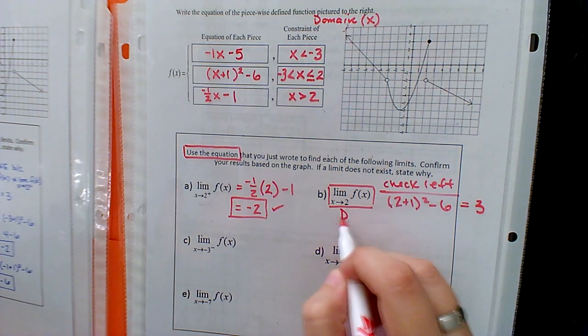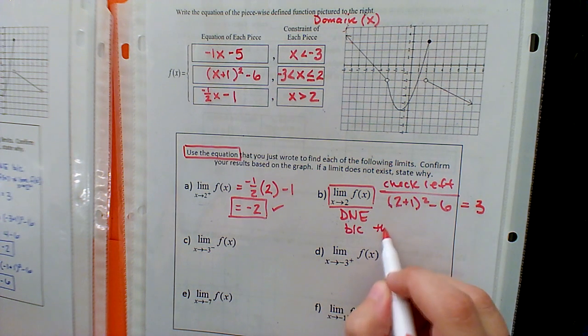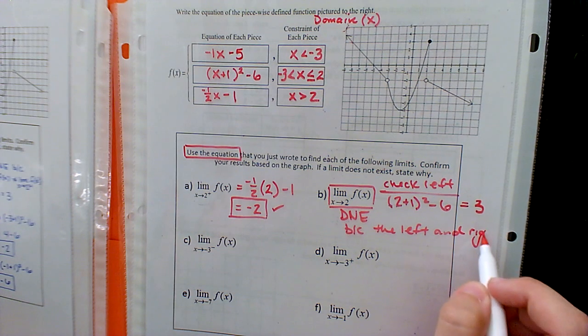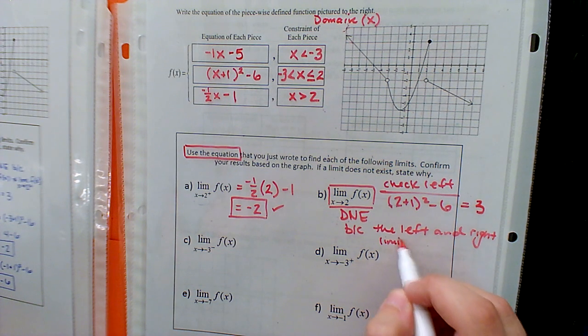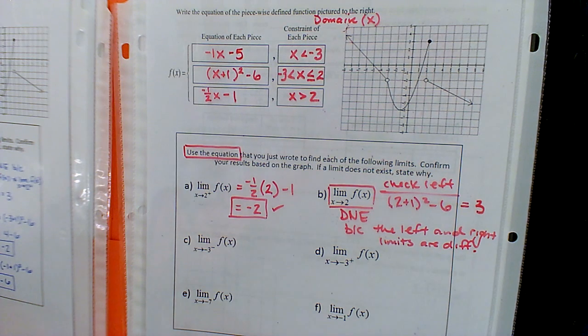Okay, so this limit does not exist because the left and right limits are different. Okay, if a limit doesn't exist, state why.